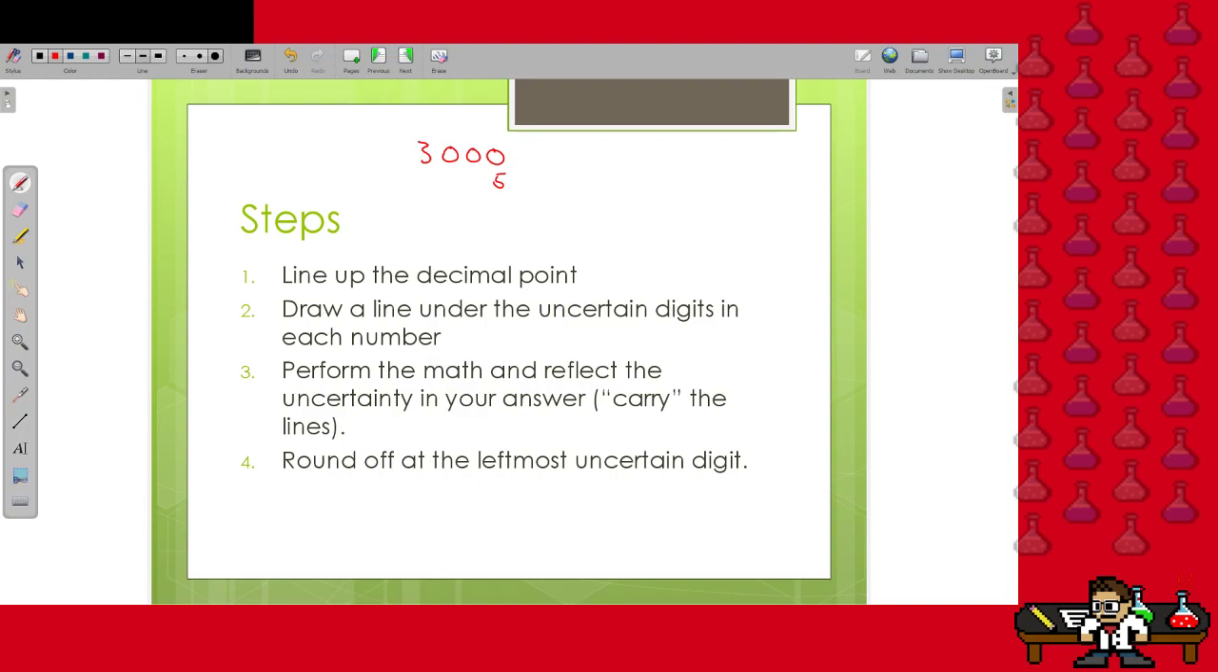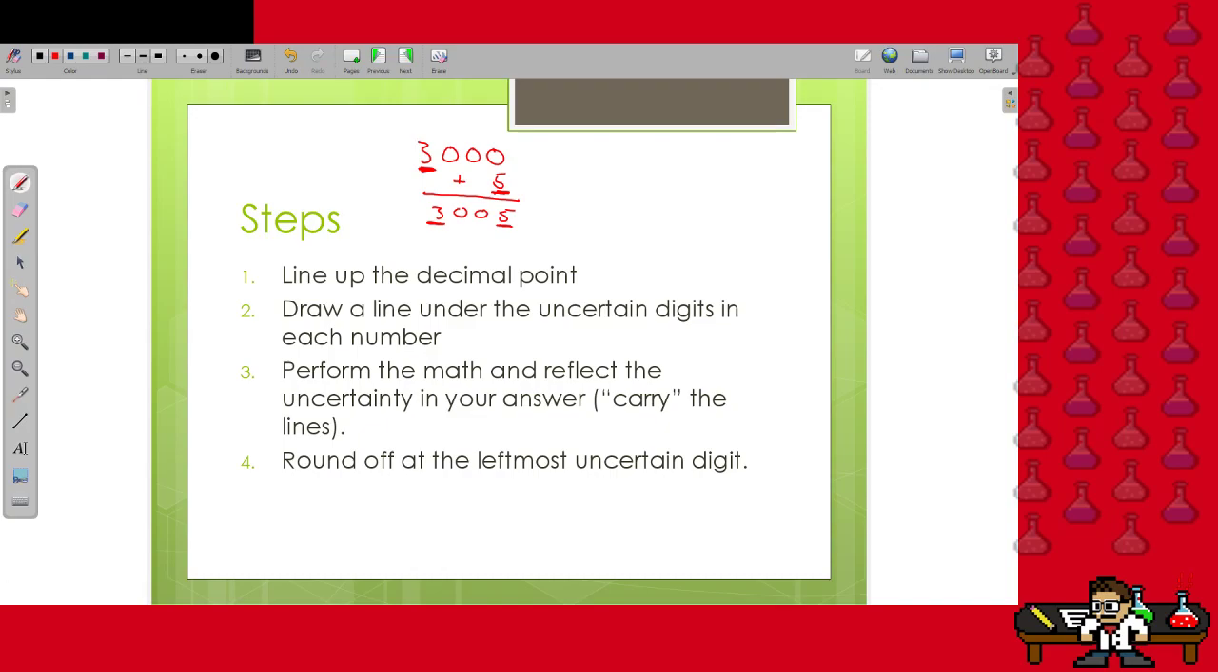We're going to go ahead and perform this calculation after indicating where we estimated. So I'm going to draw a line under the uncertain digits in each number where we did our estimations. I estimated at the thousand spot, so I'm going to underline the 3 here, and I estimated at the 1, so I'm going to underline the 5. 3,000 plus 5, we perform the math, is 3,005. And I'm going to carry these underlines down to show where my estimations took place. We rounded at the thousands and we rounded at the ones in these numbers here.